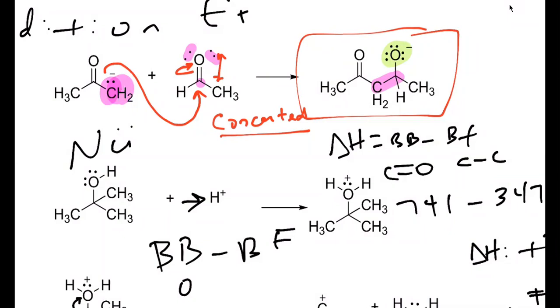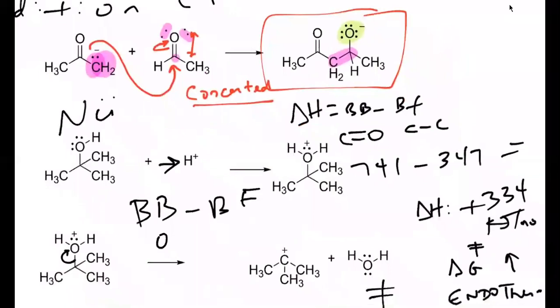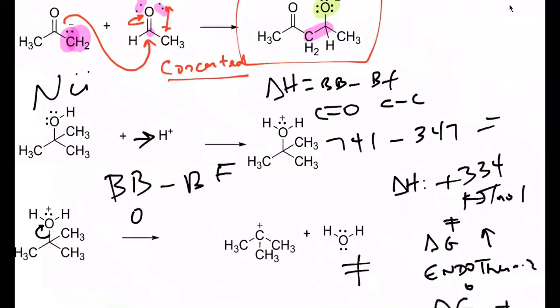All right. So I broke a CO pi bond. I made a CC sigma bond. So this is the calculation down here. CO pi bond is 741. CC sigma bond is 347. So that step is positive 334. So that means that it's going to be endothermic. It's going to have high activation energy, a positive Gibbs free energy, and the equilibrium constant Keq is going to be less than 1. All of that we know from calculating the enthalpy, delta H.